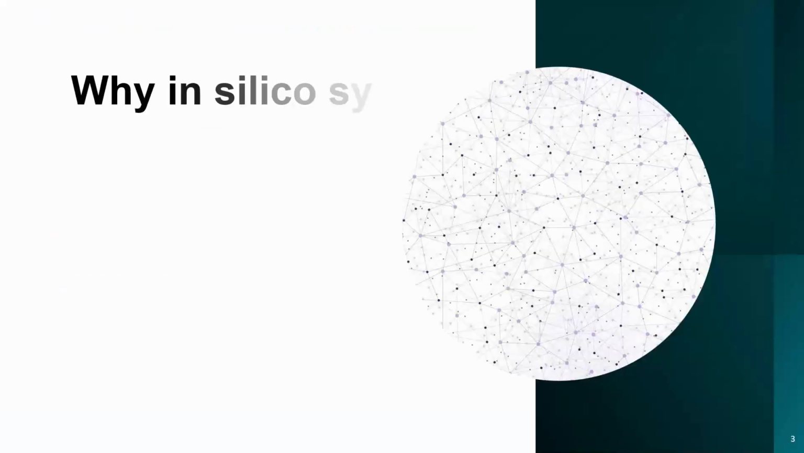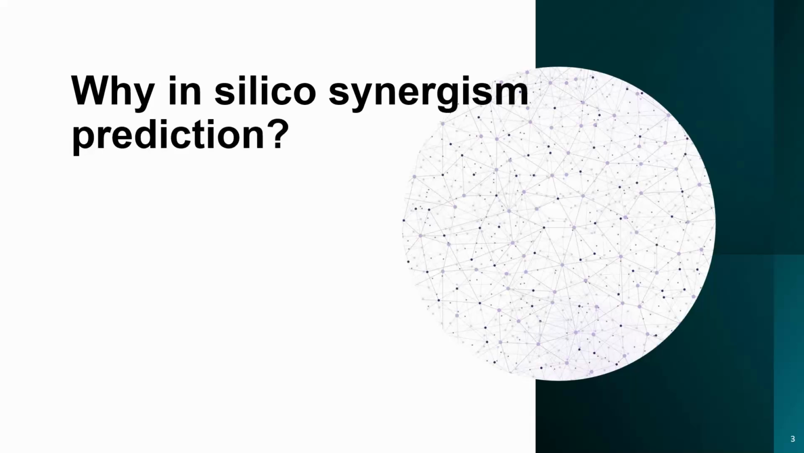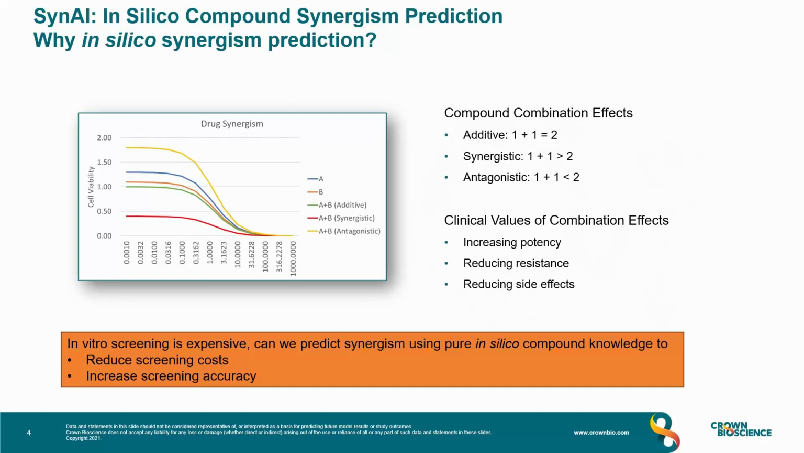We will start with our first question. Why is in silico synergism prediction of interest to pharmaceutical researchers in the first place? Synergism effect, or combination effect, is a well-known phenomenon in which the administration of multiple drugs together can create a greater treatment effect compared to a single drug treatment.